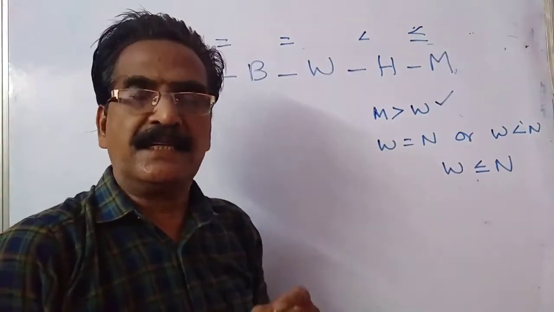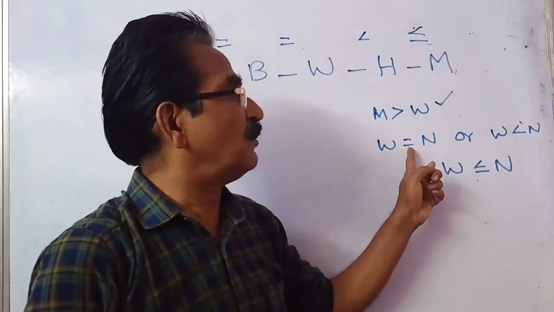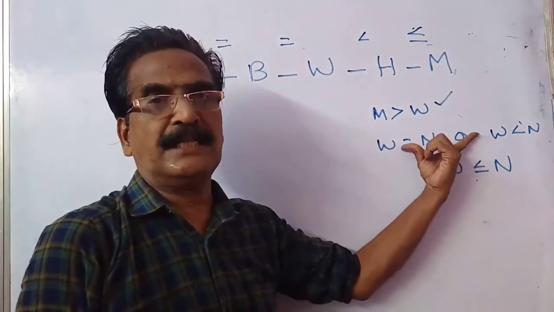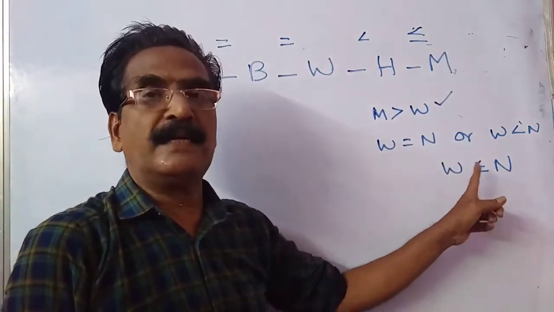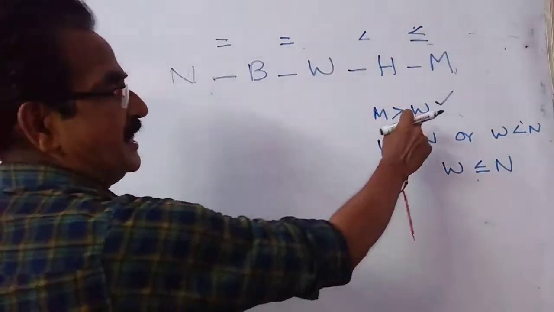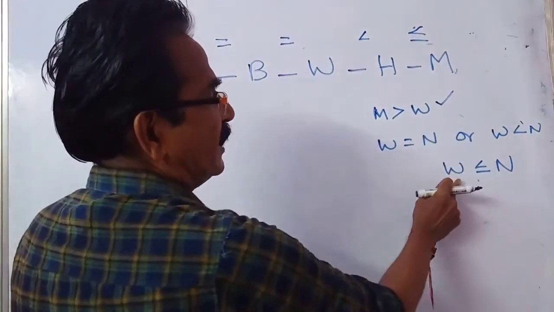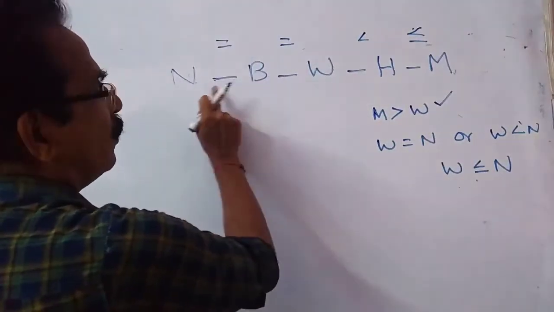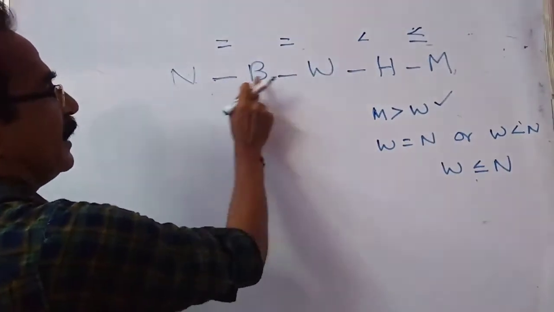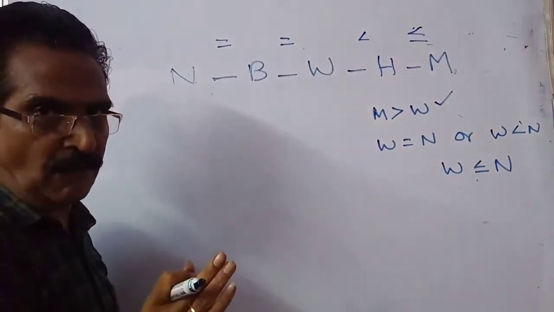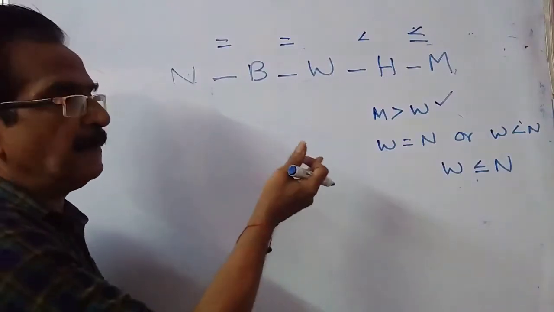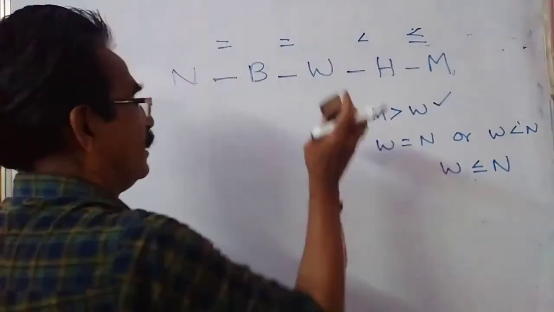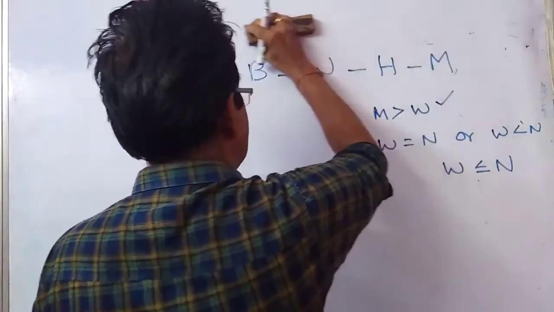Then only we can write W is equal to N or W less than N. So to write this conclusion, we have to get W less than or equal to N. First conclusion is satisfied. Now let us see the second conclusion. W less than or equal to N. No, W is equal to N. What we want? W less than or equal to N. So second option is not valid. Second option is also incorrect.